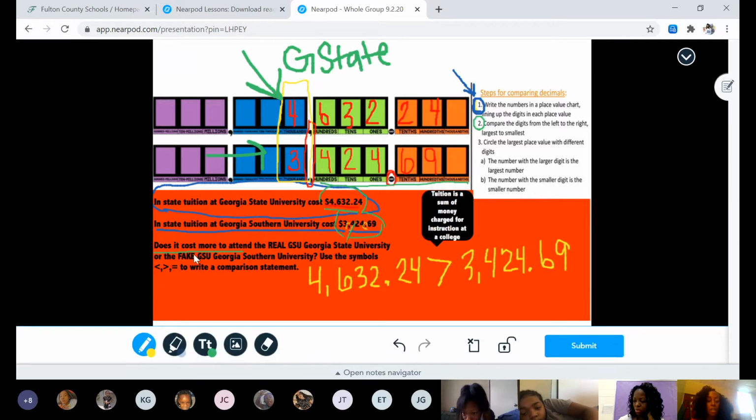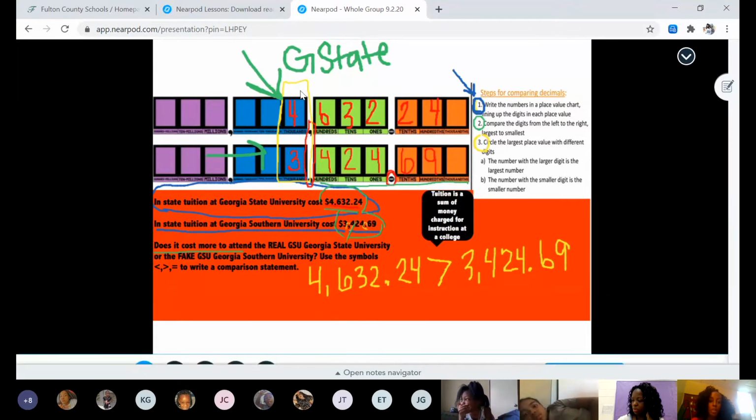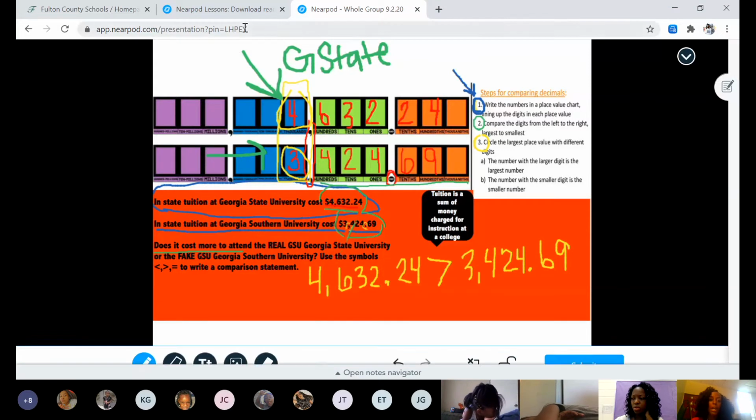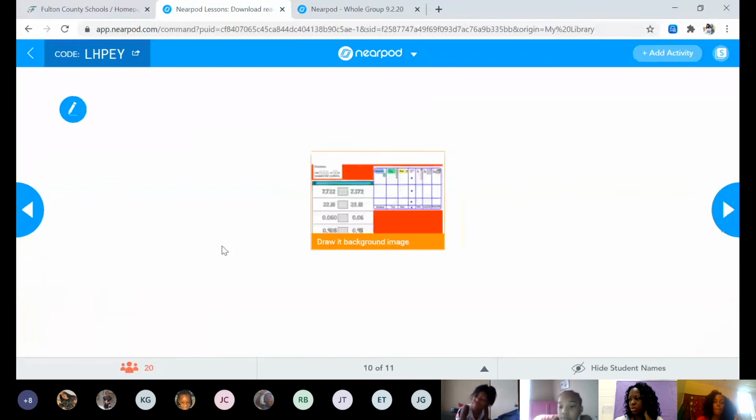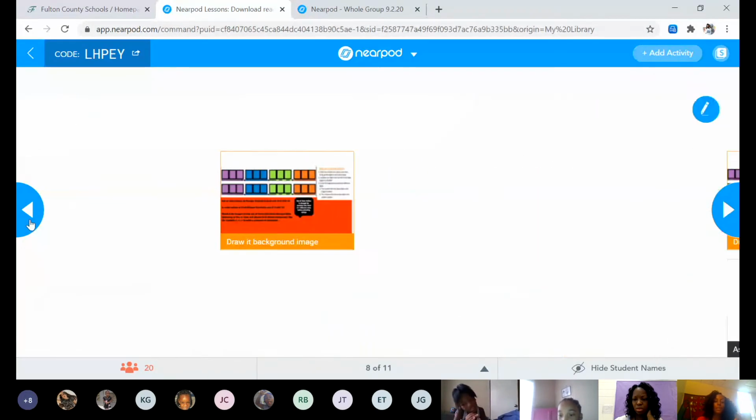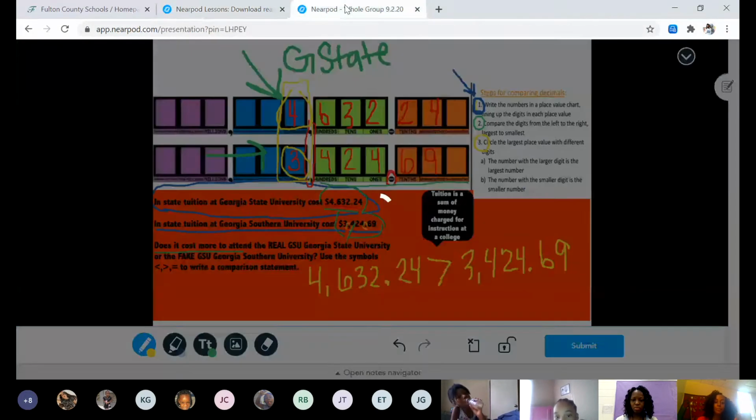So if I answer my question, does it cost more to attend the real GSU or the fake GSU? We can see it costs more to attend the real GSU. And don't forget step 3, where we circle the largest place value. So we circle both of those digits and we were able to compare them. Now we're going to try one more together and practice, guys. Make sure you are paying very close attention.